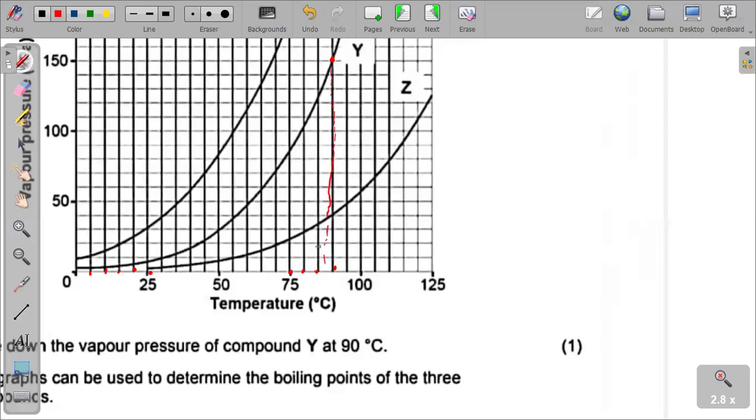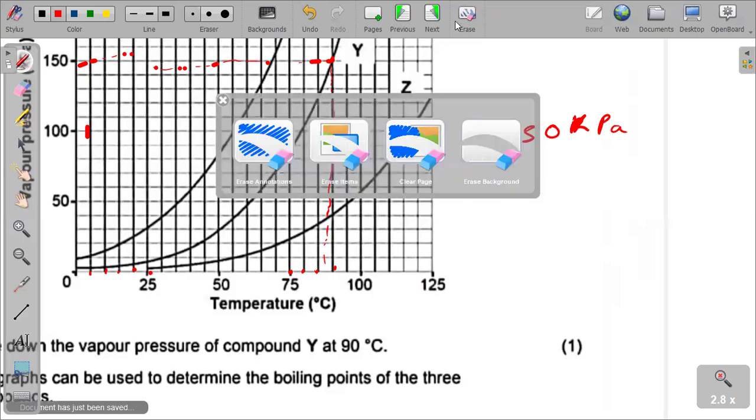So what do we do? We take our ruler, we draw a vertical line against 90, we draw a horizontal line towards the vertical axis. We notice that it's going to tally with 150 kilopascal. So it's just a matter of interpreting our scale properly. That's what the question was actually interested in, right? So we've indicated that. We can go to the next question.